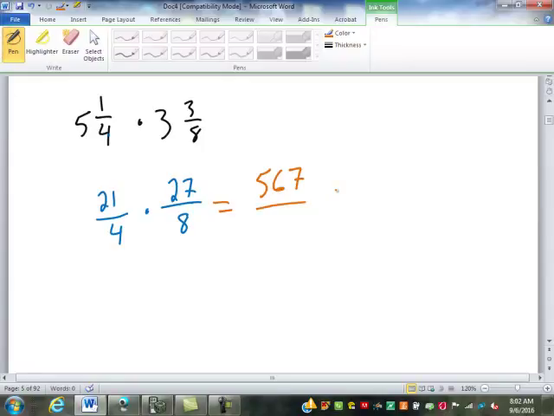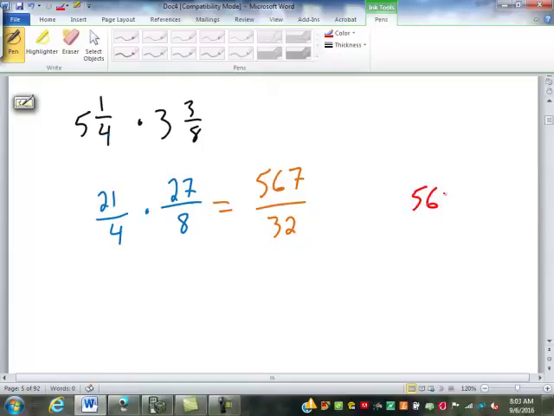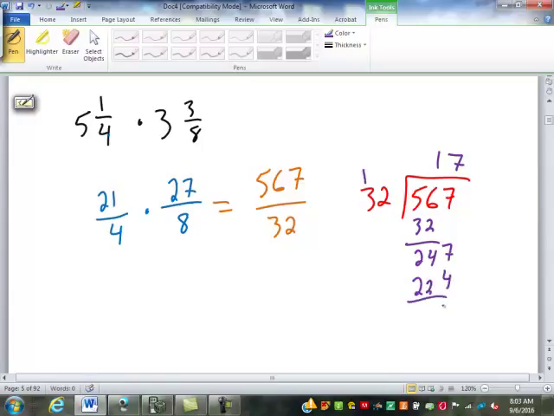Yep. 4 times 8 is 32. And now if you have the calculator, you can reduce it on there, or I'll do it the long way. 32 goes into 56 once. 24 left over, bring down the 7. 32 goes into 247. 8 won't quite go, let's do 7. 7 times 2 is 14. 7 times 3 is 21, so 22. With 23 left over, so 17 and 23/36.